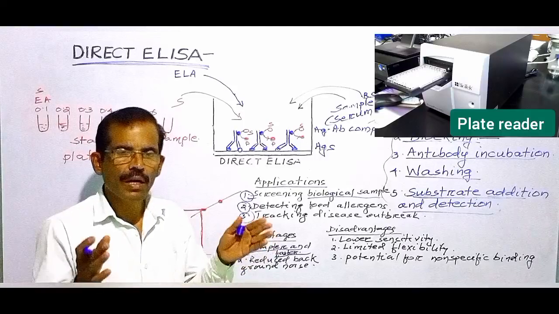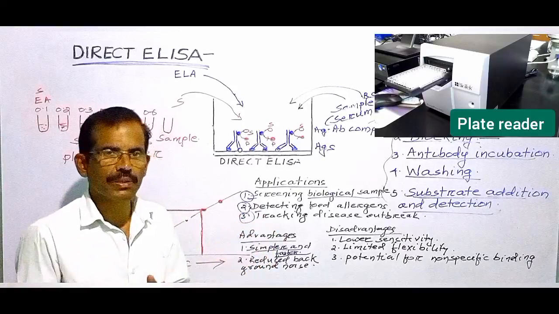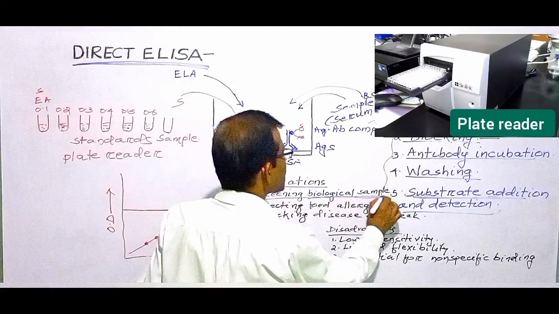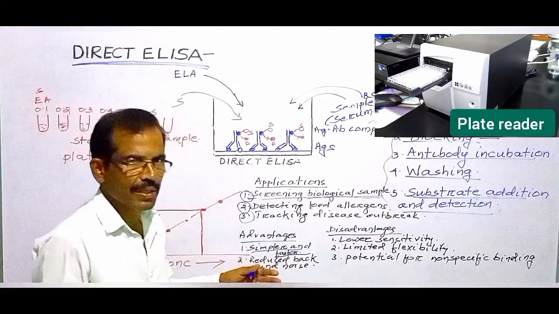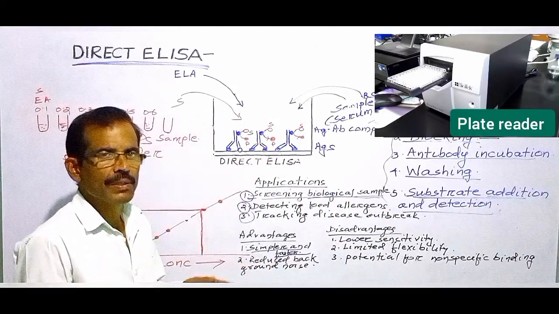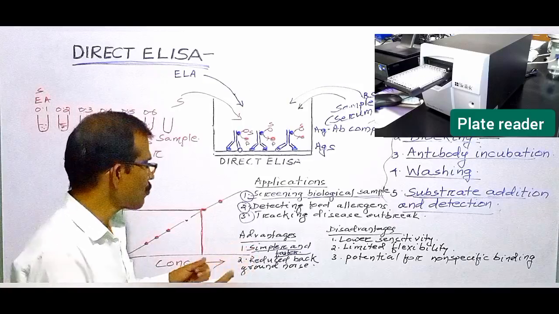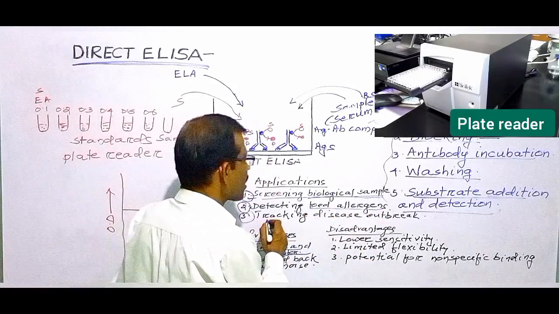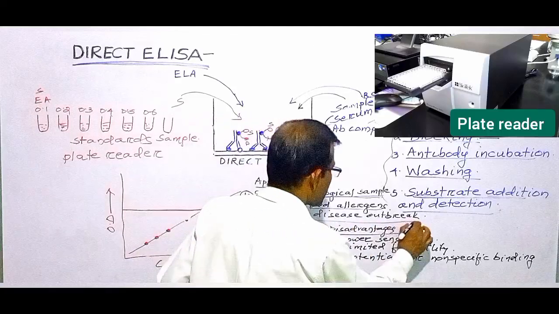Direct ELISA has several applications. It is used for screening biological samples for the presence of antigen. In addition, it is also used for detecting food allergens and for tracking disease outbreaks.